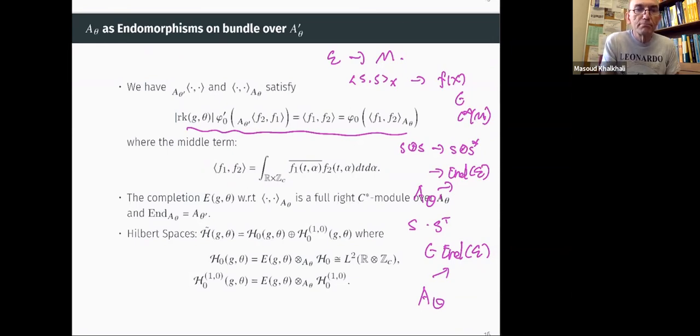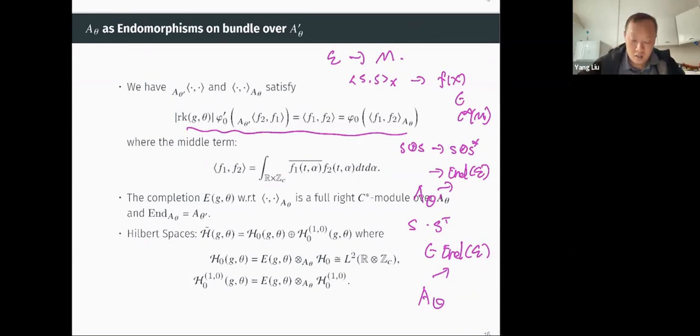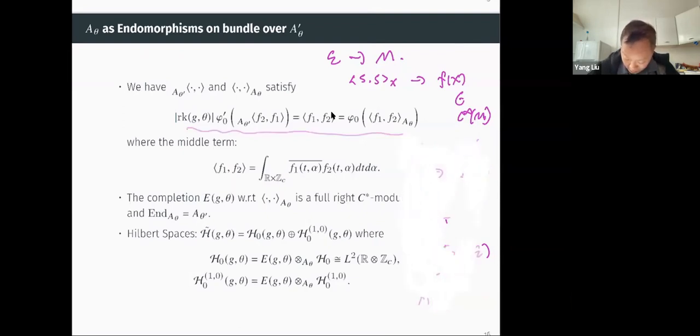Turn off my... so okay, so let me erase this scratching. So here.